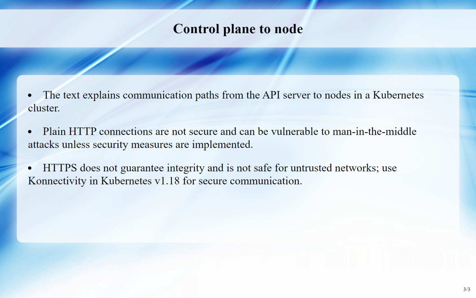To secure the communication paths, SSH tunnels can be used, although they are deprecated in favor of the connectivity service in Kubernetes v1.18. The connectivity service provides a TCP-level proxy for control plane to cluster communication, consisting of the connectivity server in the control plane network and connectivity agents in the nodes network.